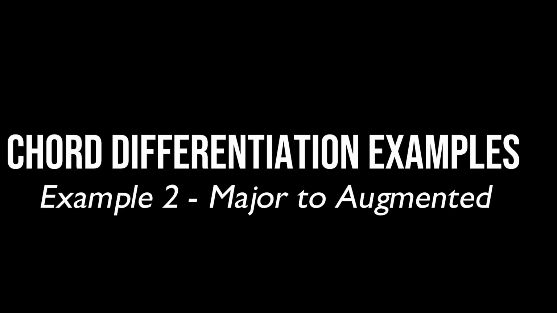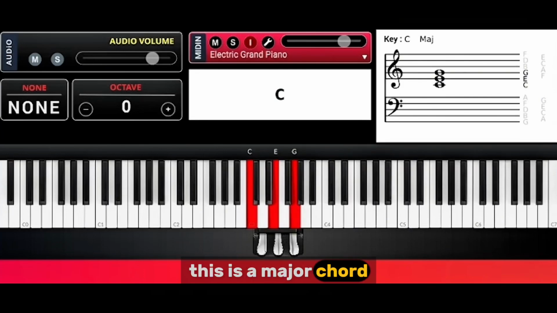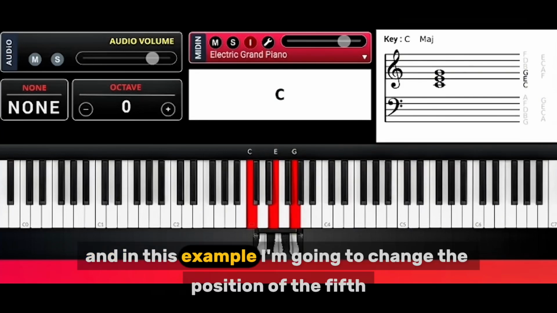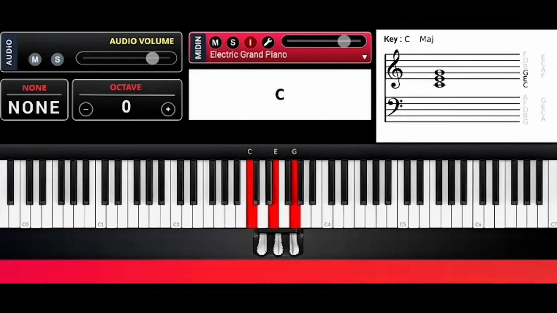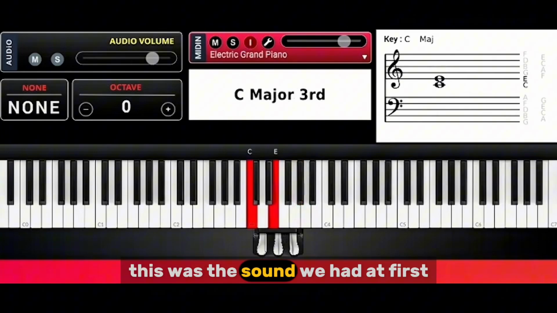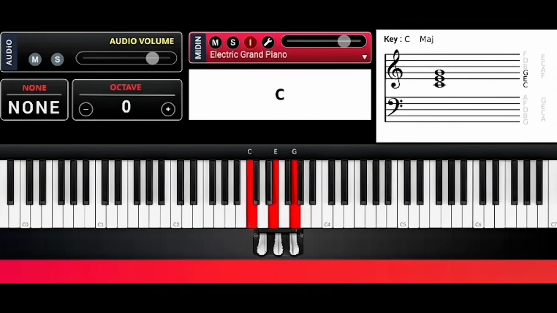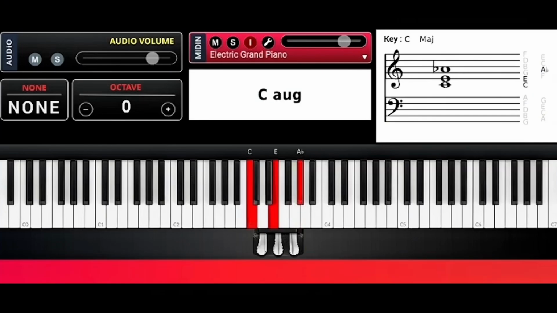Let's take another example. This is a major chord. And in this example, I'm going to change the position of the fifth, which we said is the last note at the end here. I'm changing it from here to this note. This was the sound we had at first. And when I move the fifth, this is what we have.